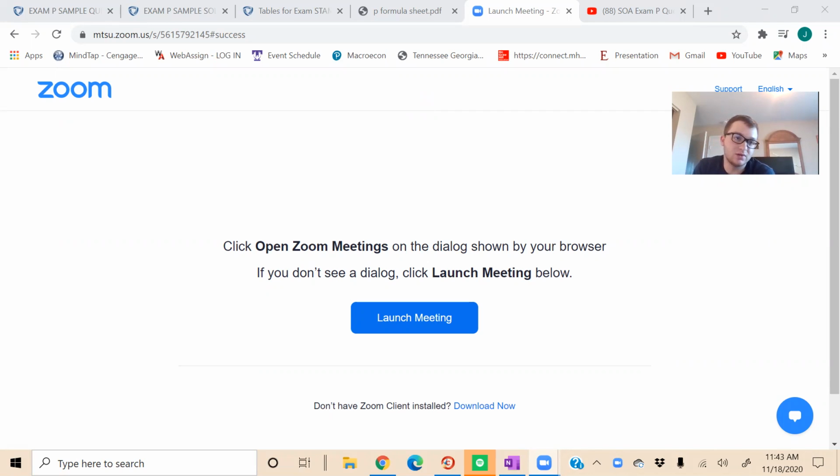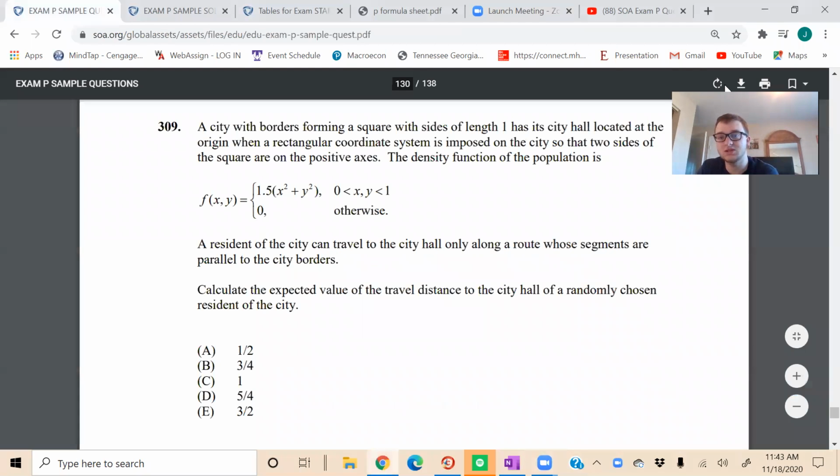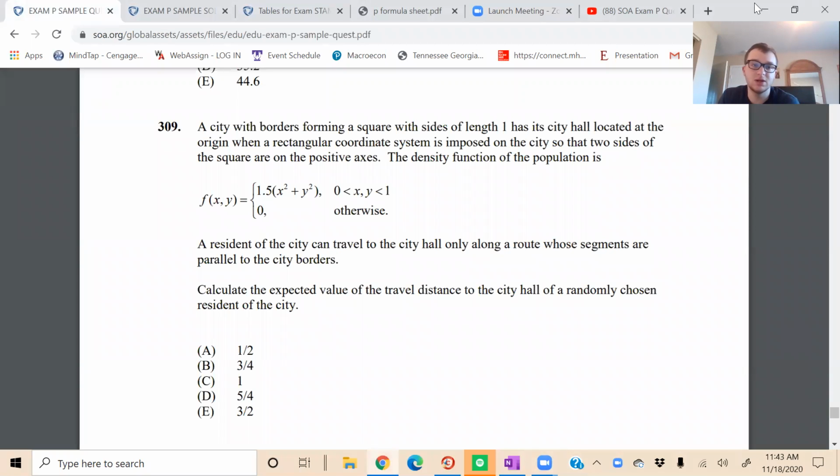Today we'll be doing problem number 309 from the SOA's set of sample problems. It reads as follows. A city with borders forming a square with sides of length 1 has its city hall located at the origin when a rectangular coordinate system is imposed on the city so that two sides of the square are on the positive axis. The density function of the population is f of x, y equals 1.5 times the quantity x squared plus y squared, where x is greater than 0 and y is less than 1, 0 everywhere else.